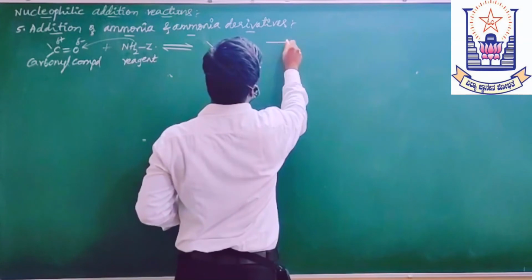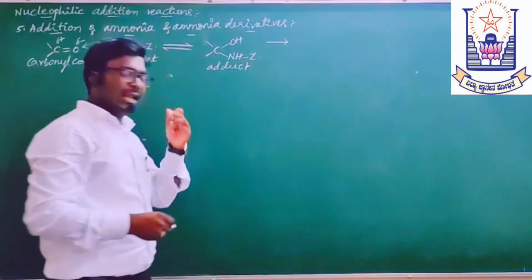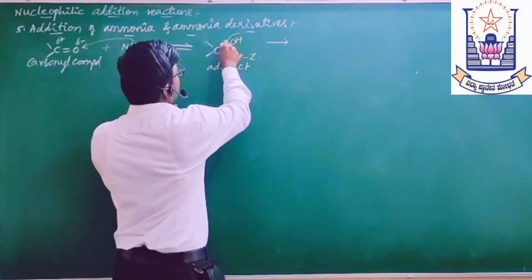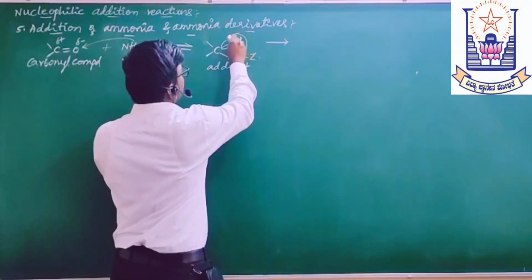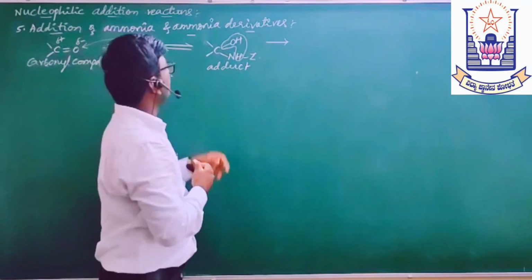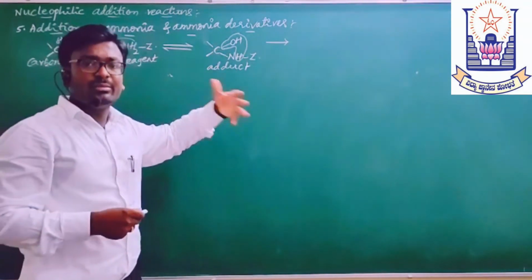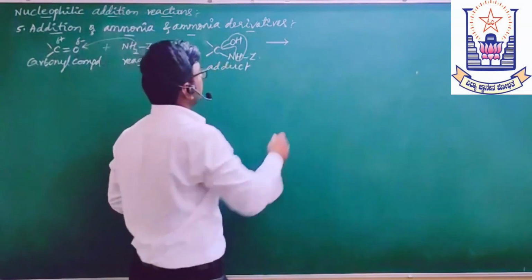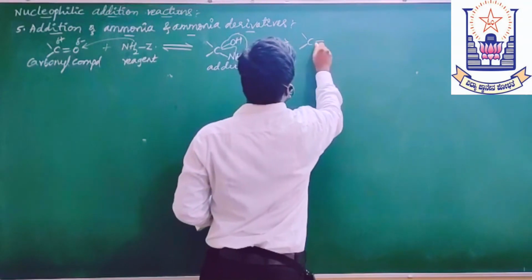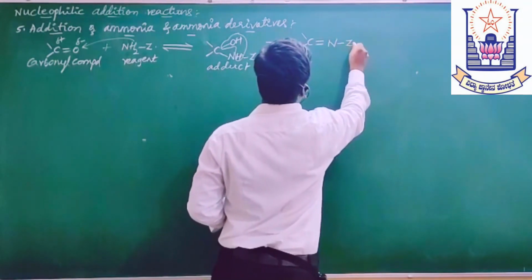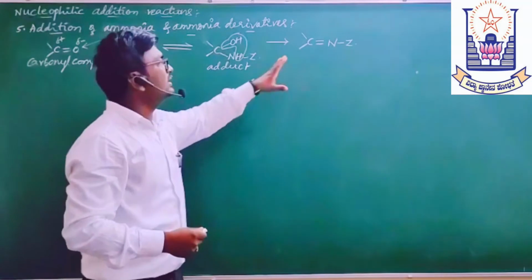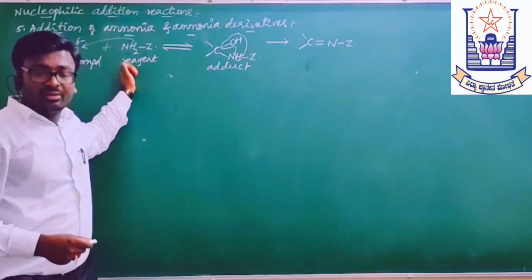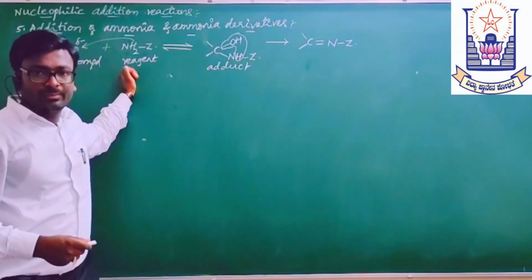Okay, when this undergoes rapid dehydration, OH minus will be coming from this, it takes the H plus ion, so overall it is H2O, and during the elimination reaction there will be formation of one more bond between the carbon and the nitrogen. So you will get C double bond NZ. Here, the product depends on the reagent we have taken.